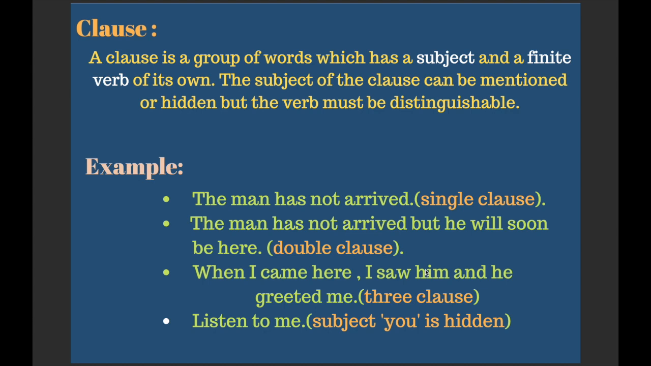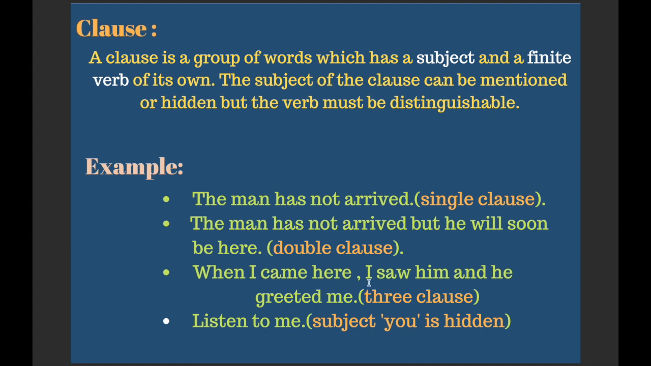See, here I have taken 4 examples, and in the first one, the man has not arrived. Now it is a single clause. We have single clause because single subject and single verb, finite verb. So it is a single clause. In the second example, the man has not arrived, but he will soon be here. The man has not arrived is one clause. He will soon be here is another clause, joined by the conjunction but. So here we have 2 clauses. That is why I mentioned here double clause.